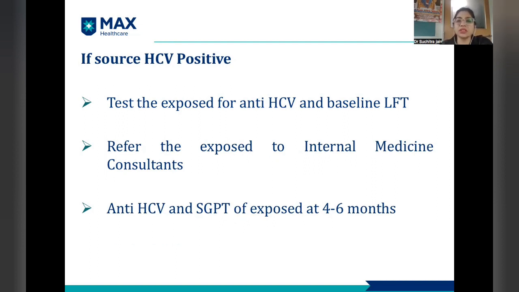If the source is anti-HCV positive, on exposure we should have a baseline LFT, consult internal medicine, and anti-HCV and SGPT should be continuously followed up for 6 months. That is the minimum period required for an HCV positive needle stick injury case. Next, please.